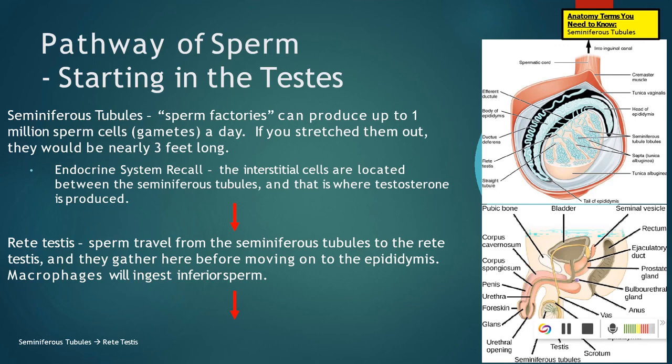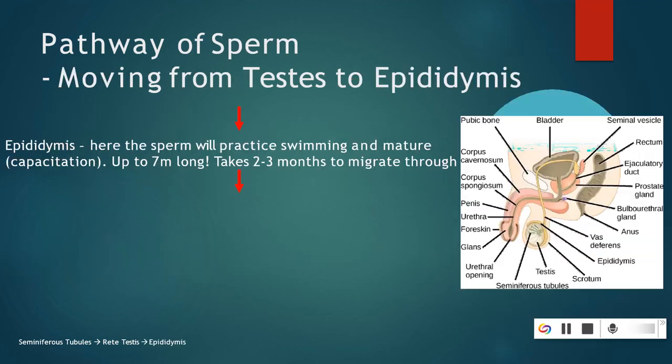Macrophages will ingest inferior sperm. So sperm cells are created that are less than perfect. They get basically eaten, phagocytized by macrophages. Moving on from the epididymis, here the sperm will practice swimming and mature.